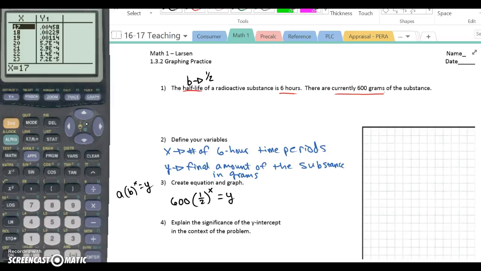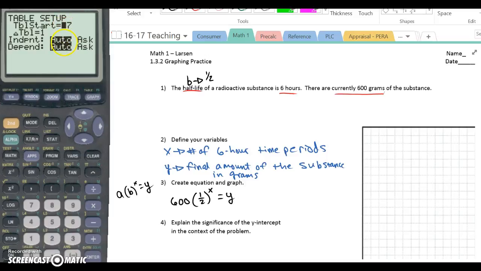So we did this a few times, but if you want to adjust what's shown in here, hit second window. That'll get you table set options. Table start, I actually want to start at 0. And since this is getting cut in half, I think it's going to decrease pretty quickly. Just after one round, it's going to go from 600 down to 300, then half of that down to 150. I think it's pretty rapidly going to decrease. So let's just keep it at 1.